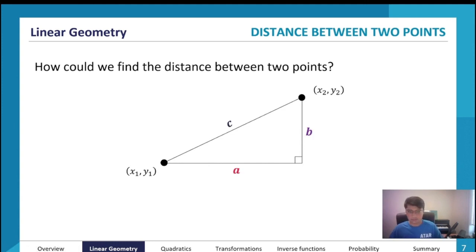Now, whenever you see right angle triangles, obviously you want to think of Pythagoras' theorem, right? So we're going to label one side A, one side B, and then the length that we're looking for, C. And then we can connect all of those sides using Pythagoras' theorem. C squared equals A squared plus B squared.